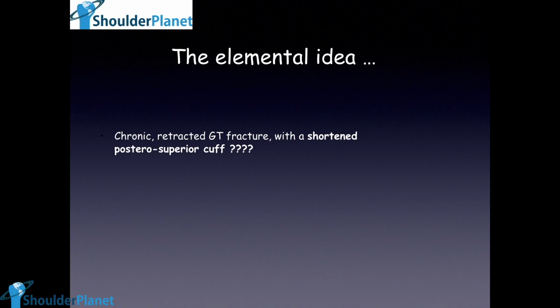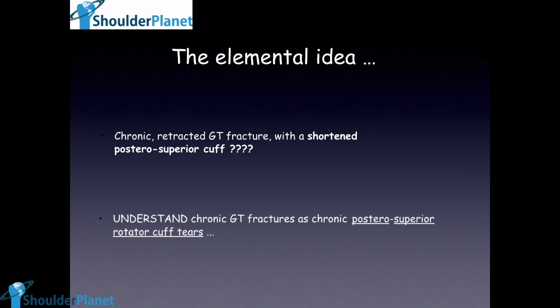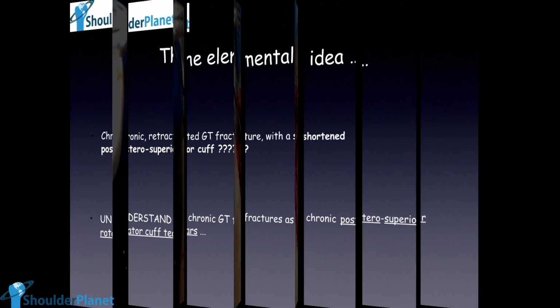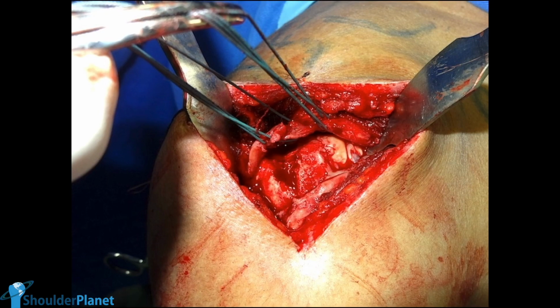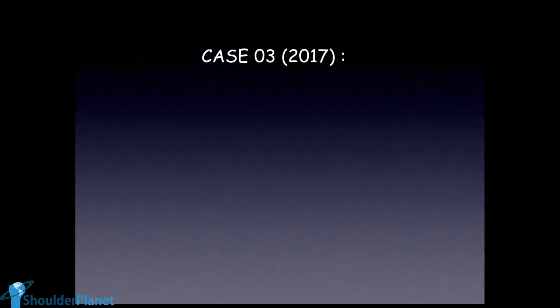A chronic retracted greater tuberosity fracture with a shortened posterior superior cuff, you must understand it as a posterior superior rotator cuff tear. This is not an idea, this is a concept and a principle. And this is how we manage big tears in open rotator cuff surgery when needed. This is a very old photo. So this is my last case.